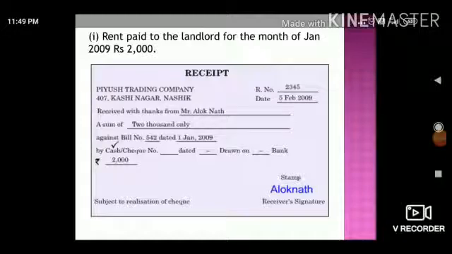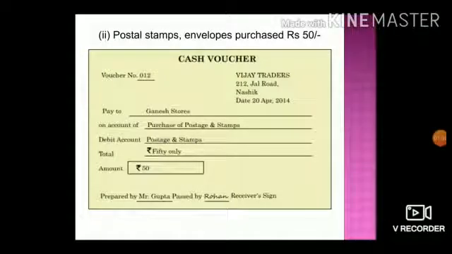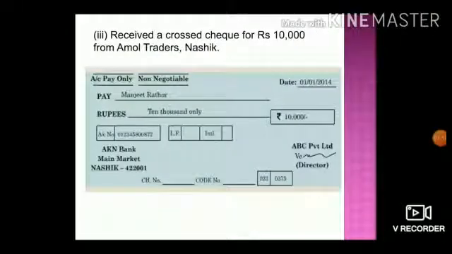Here we can see the receipt given for the payment of rent. So it is mentioned as received with thanks from Mr. Alok Nath. The amount is mentioned and whether it is paid by cash or check is also mentioned. Here is the cash voucher for the purchase of postal stamps and envelopes. This is a check. It's a crossed check for rupees 10,000 from Amol Traders, Nashik.